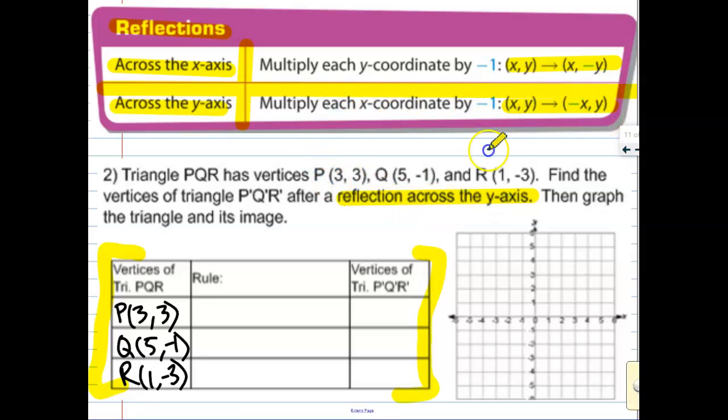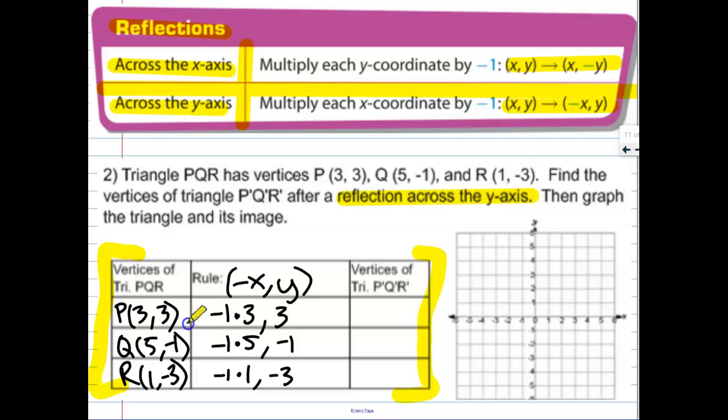So our rule is right here. Our rule is we're going to take the opposite of x and we're going to leave y alone. Okay? All right, so we're going to get the opposite by multiplying by negative 1. And we're going to leave the y alone. And we're going to do that here. So we're going to multiply by negative 1, leave the y alone. Multiply by negative 1, leave the y alone, like that. And then we're going to do our math.